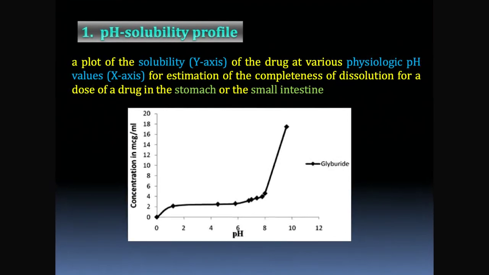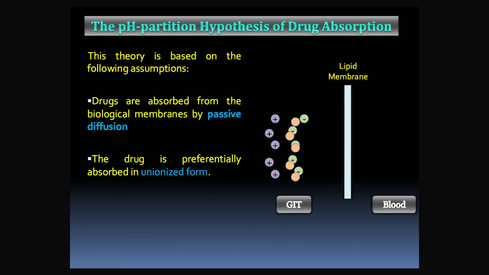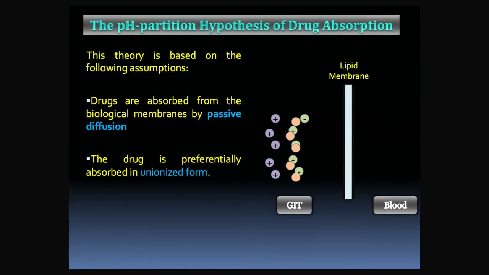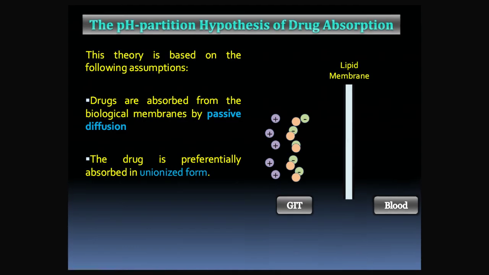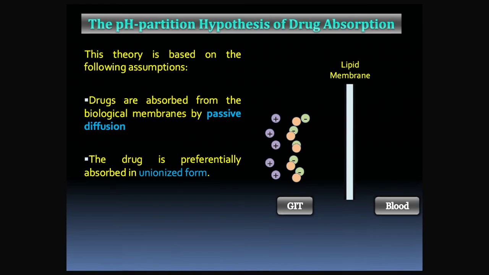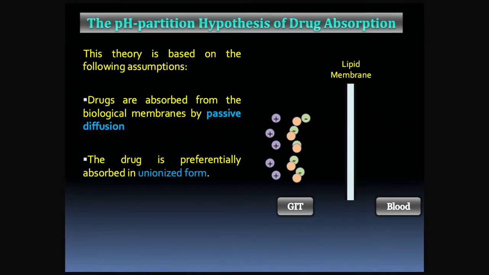Analyzing these plots ensures we can calculate exactly where and when a drug will be available for subsequent absorption into the bloodstream. The pH-partition hypothesis establishes a rigid framework where drug molecules must cross biological barriers primarily via passive diffusion, moving from a region of high concentration in the gastrointestinal tract to the bloodstream.